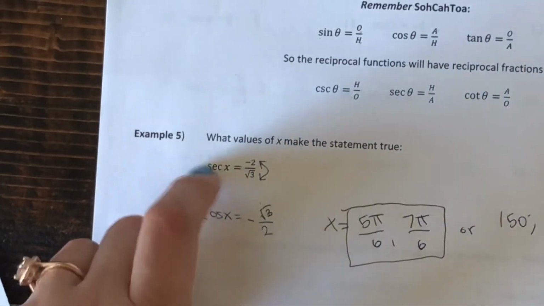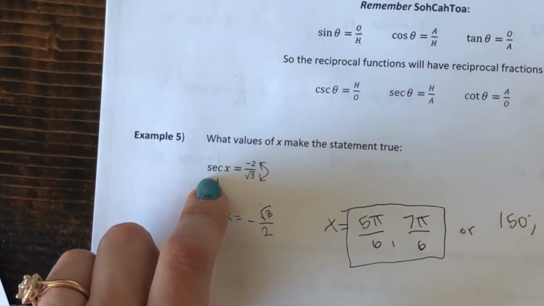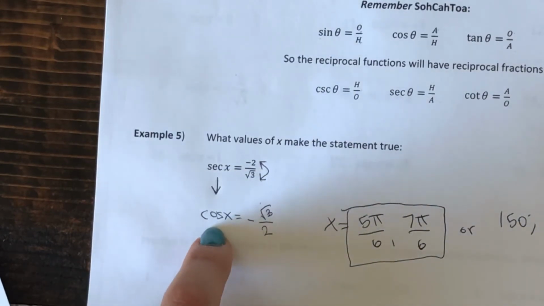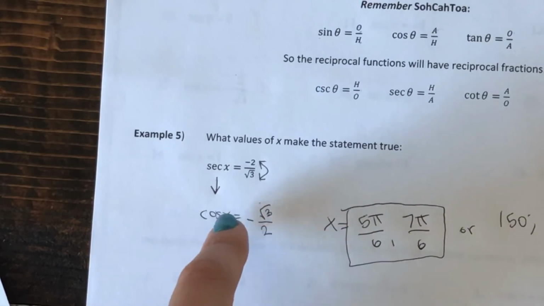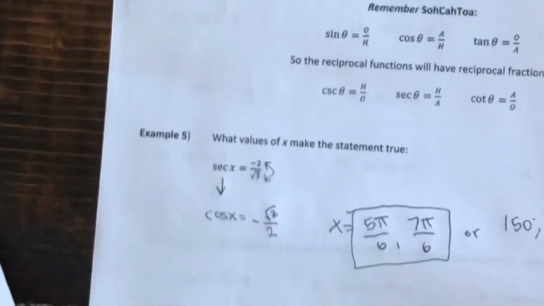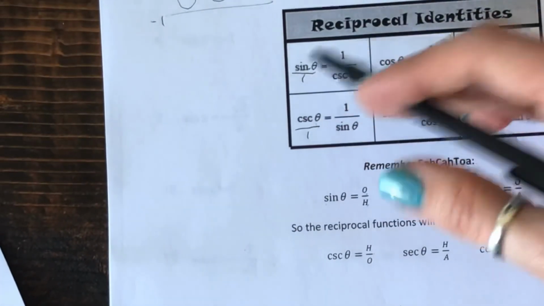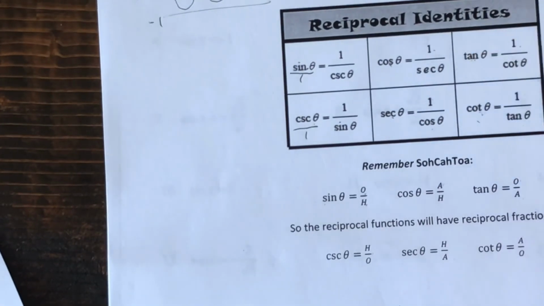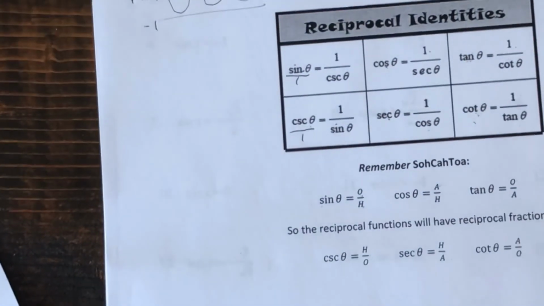So again, whenever you see these ones, secant, cosecant, cotangent, flip them into their normal trig function. So flip it to the sine, cosine, or tangent. And again, if we look up here, cosecant matches with sine, secant goes with cosine, and cotangent goes with tangent. And that is it for today.